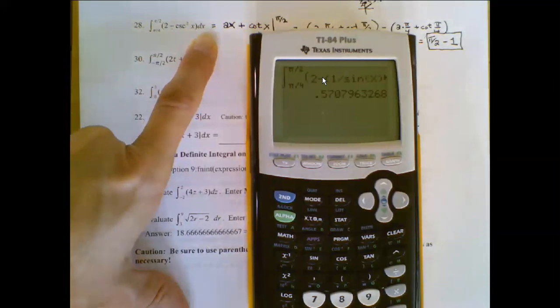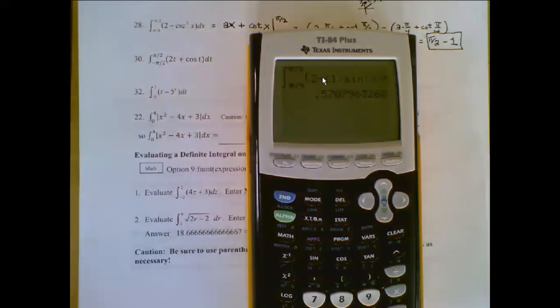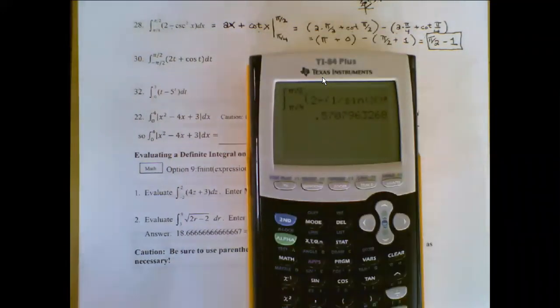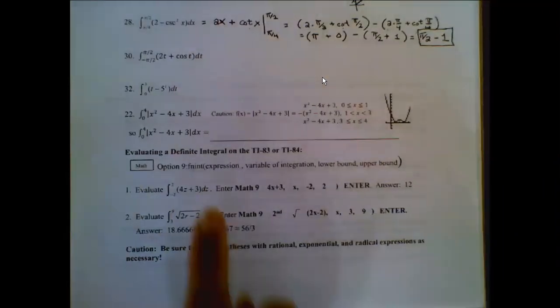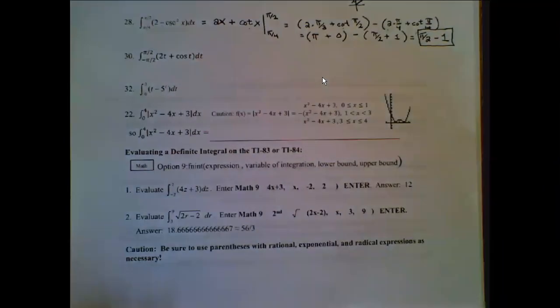So you can get a decimal approximation of that answer to check your answer on the test. Your answer on the test is checkable. You should not miss this problem. You've got to do it by the fundamental theorem of calculus to get the exact answer, but then you can check your exact answer with a decimal approximation by either the graphing method that I showed you or this FNINT.